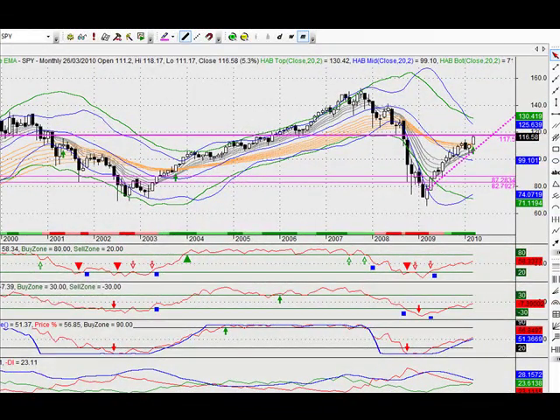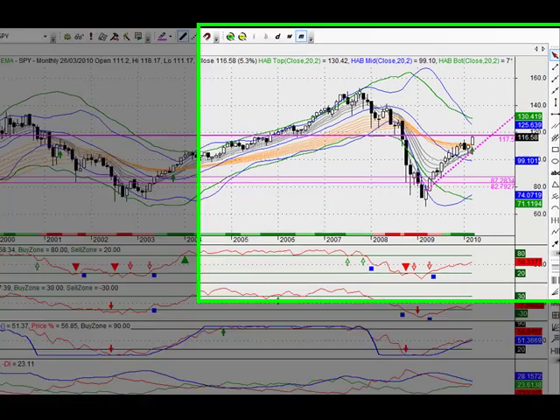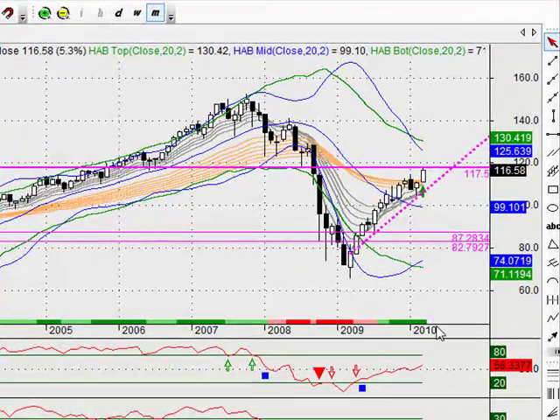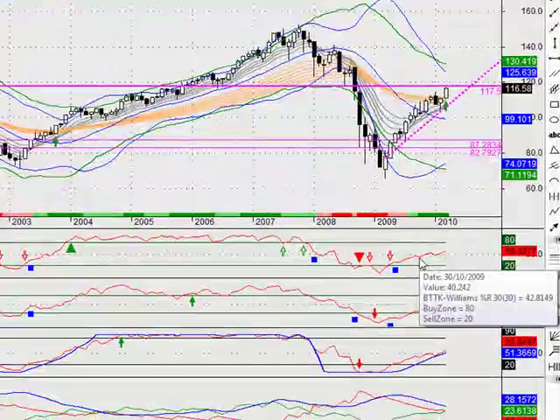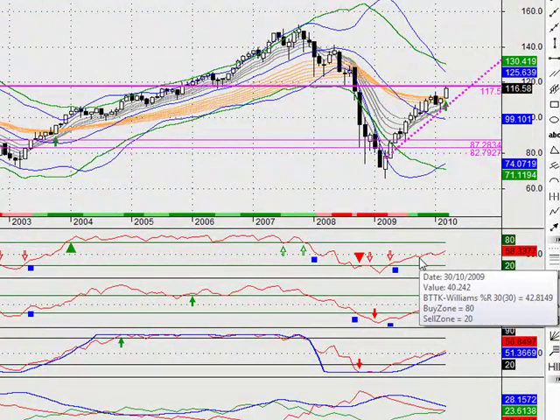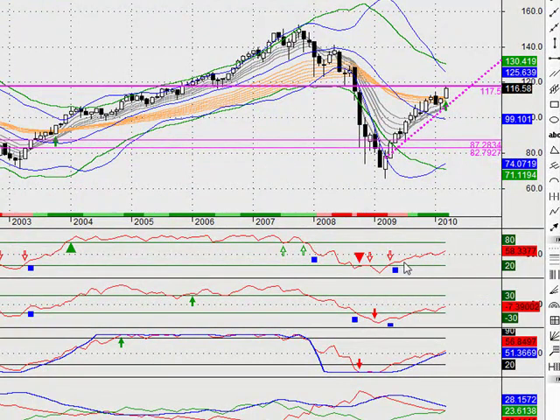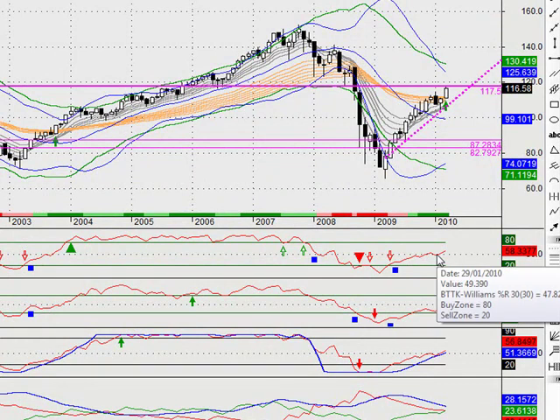We'll start with a big picture view with the monthly chart of the SPY, which is the S&P 500. To begin with, we'll look at this overbought and oversold indicator, and as you can see, it's neither overbought nor oversold, but it's having trouble getting through this 50 level, so there's a bit of a battle going on there.